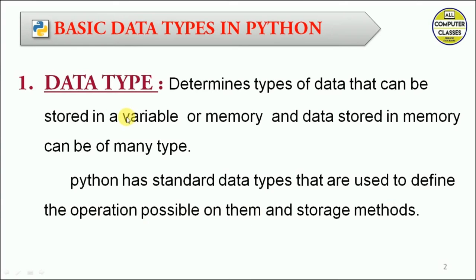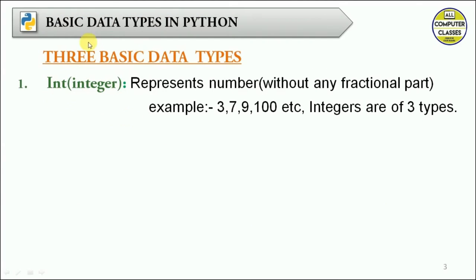So let's see what kind of data types we are having. So Python is having number of data types, so we are covering here three basic data types. The first is integer, that is called int, represent numbers without any fractional part. Okay, so the complete number like 3, 9, 100, etc., these are called integers.